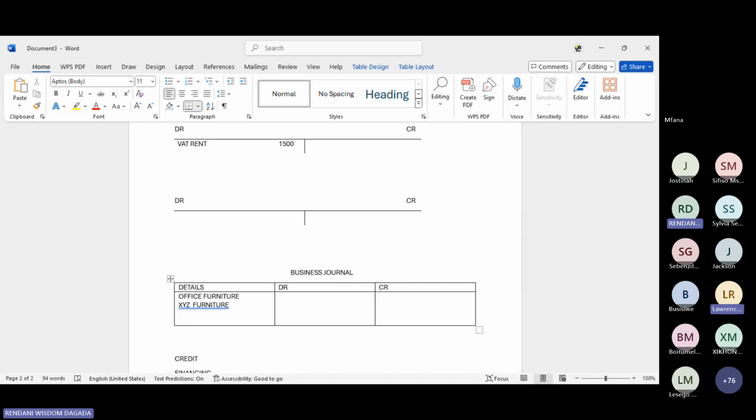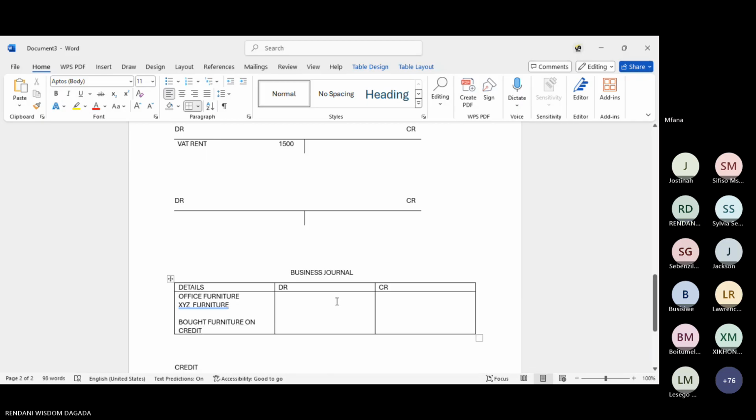And the reason for this: bought furniture on credit. The furniture was worth 20,000, so also on the other side, we'll put 20,000. And then we are going to do double entry. We are going to have two general ledgers, the office furniture and the XYZ furniture company. So let's just put this one here.